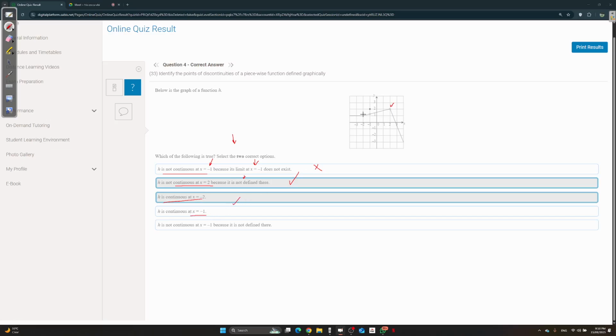H is continuous at -1. The second you see an open circle, quickly, it's not continuous. H is not continuous because it's not defined there. Let's see, at -1, is it not defined? No, it is defined. You see there's a shaded circle over here, so that means it is defined.